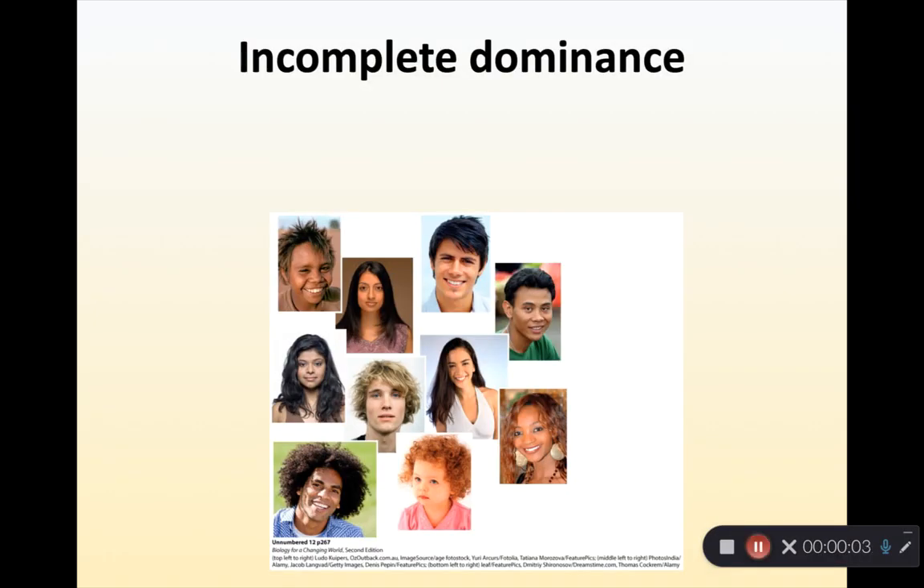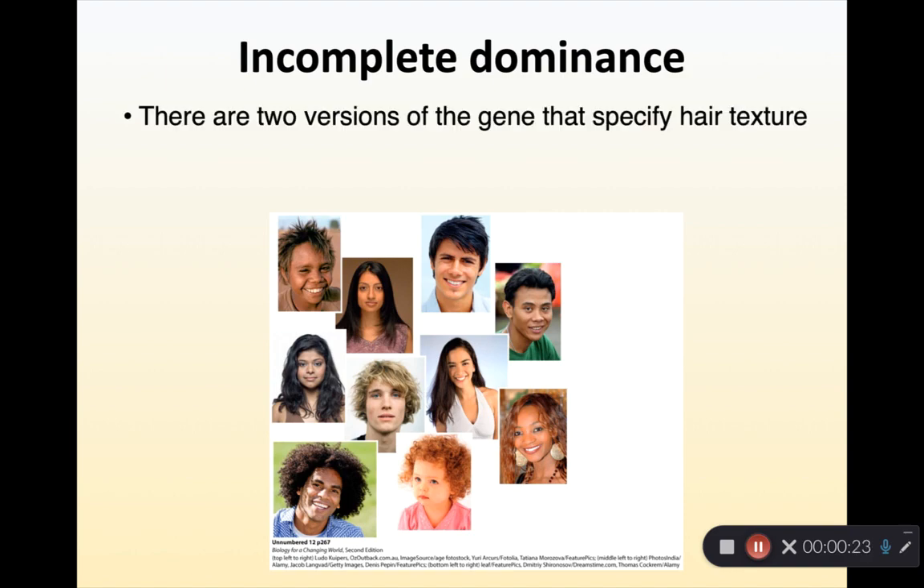Hello everybody, welcome back. So in our last lecture we were really exploring and understanding sex-linked inheritance. And now we're going to start to cover a couple other important types of genetic variation that can occur. And the first one that we're going to be discussing today is this concept of incomplete dominance.